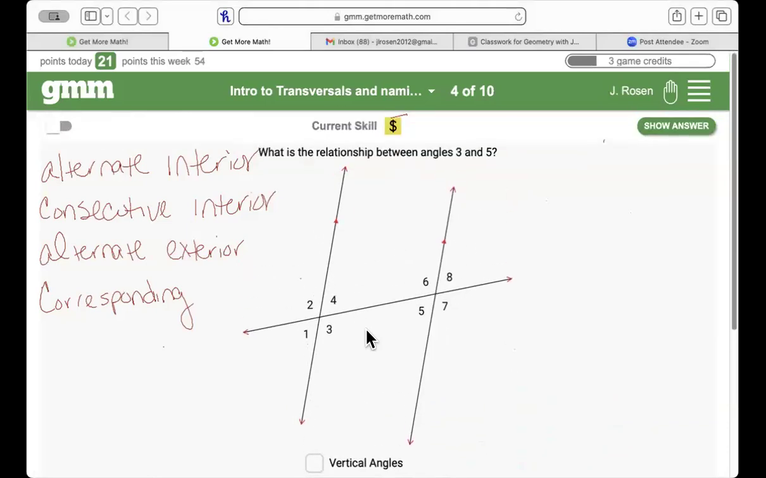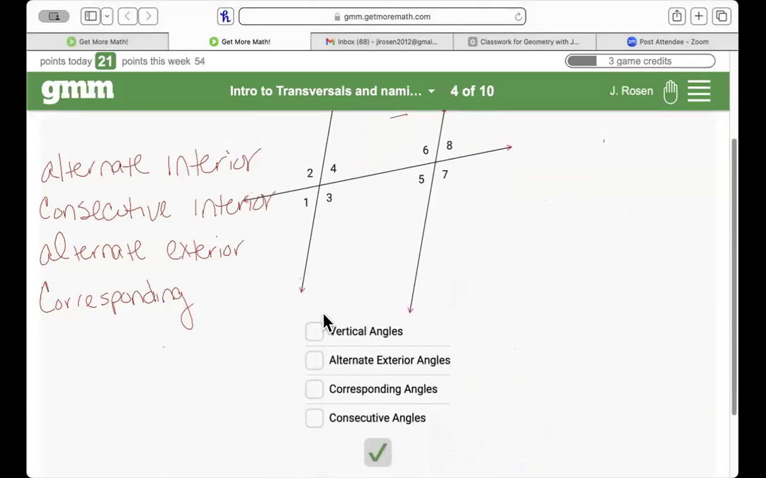This one says, which relationship between 3 and 5? So we're going to look at 3 and 5. Let's see, 3 is here, 5 is here. It's on the same side of the interior. So that would be consecutive. So it's not vertical, not alternate, not corresponding. It'd be consecutive angles.